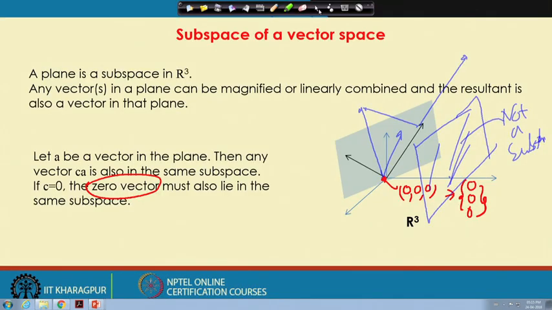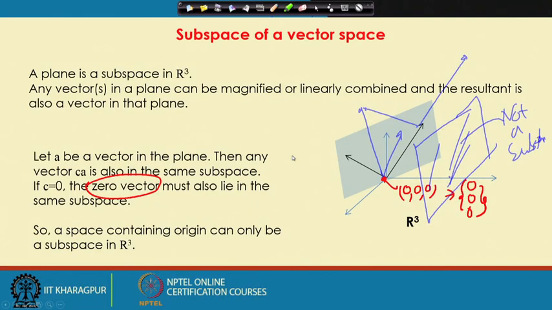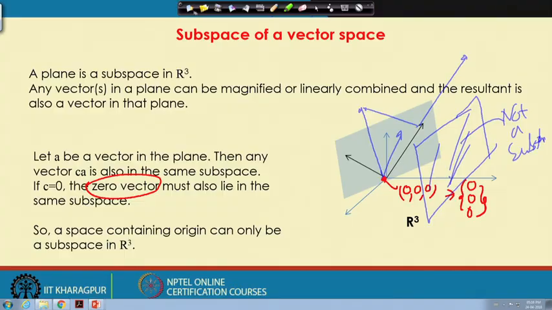And this is not only for subspaces, any vector space must contain the 0 vector, because any vector can be multiplied with a constant 0 and we can get the origin or 0 vector. So, any vector space has to have the origin within it, and that is why real coordinate spaces are vector spaces, because they start from the origin, the origin is very much within them. So, a space containing the origin can only be a subspace in R3 or in any Rn. Any space which can be called a subspace must contain the origin.